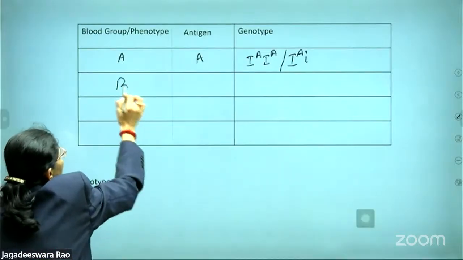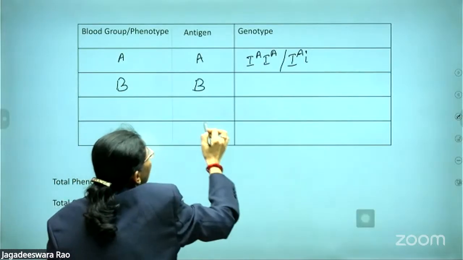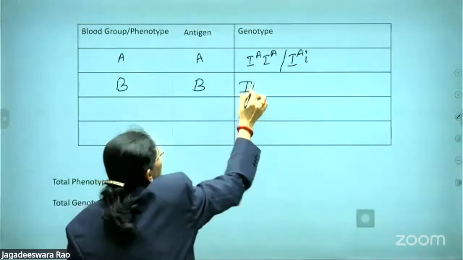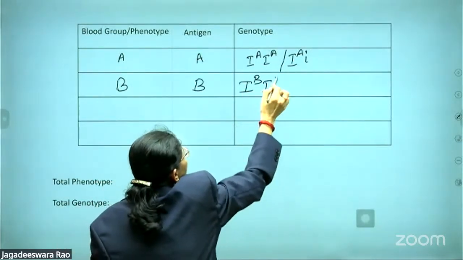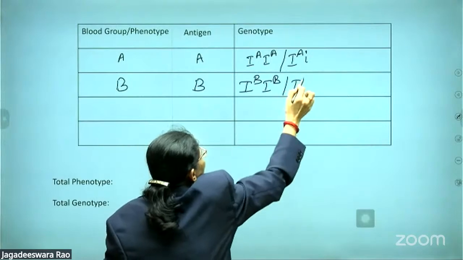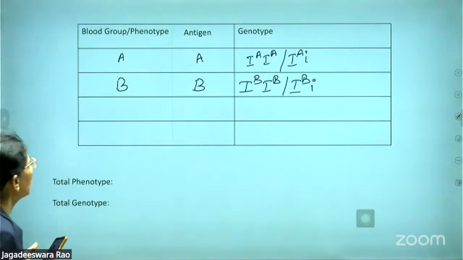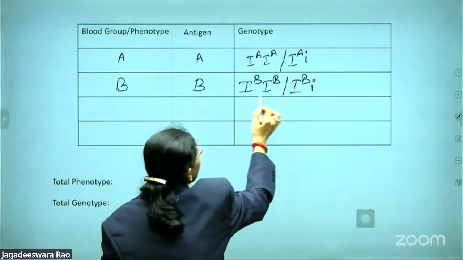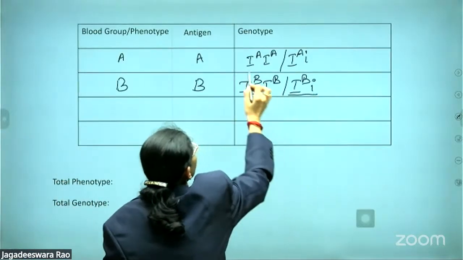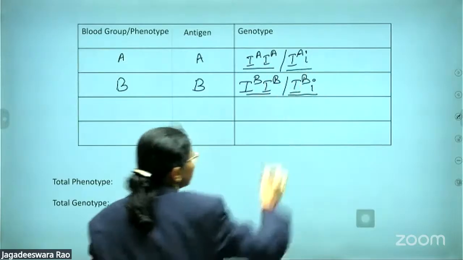Which antigen is present? Capital B. And what is the genotype? Maybe homozygous or a heterozygous condition. This is the possible genotype for blood group B. Homozygous B or heterozygous B. Homozygous A or heterozygous A.